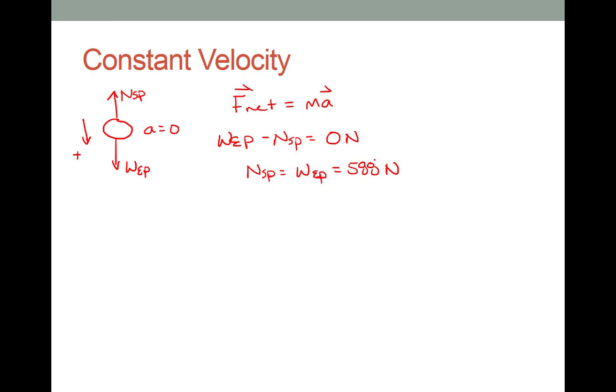So when the acceleration is 0, when the elevator is moving at a constant velocity, the normal force equals the weight. And lastly, let's do the accelerating downward case. In this case, normal force upward, weight downward, acceleration is downward, therefore I'm again going to choose positive downward. So I have all the forces in the positive direction.